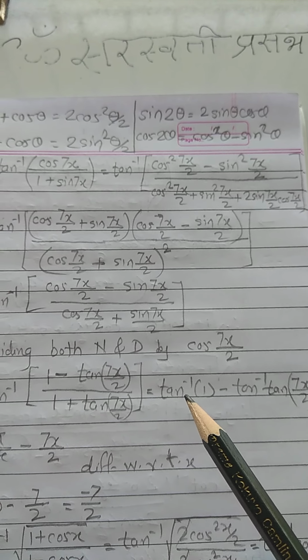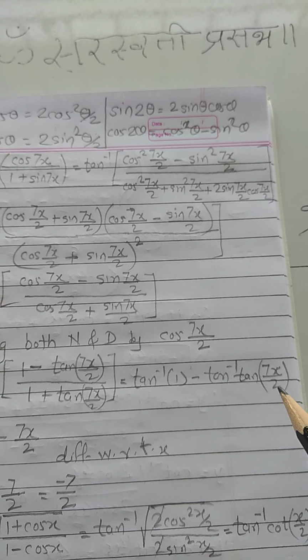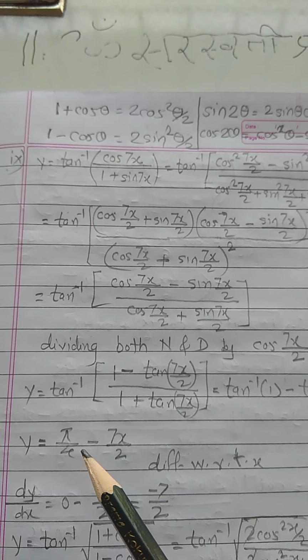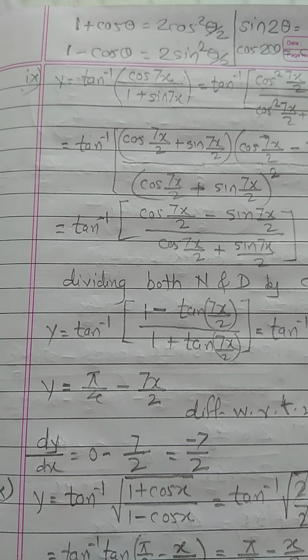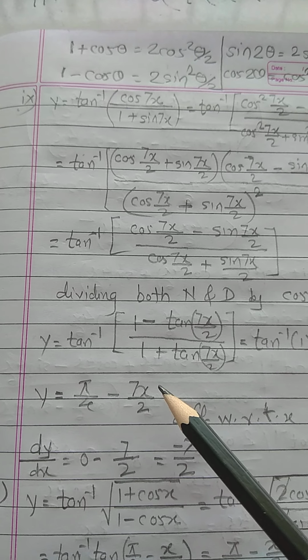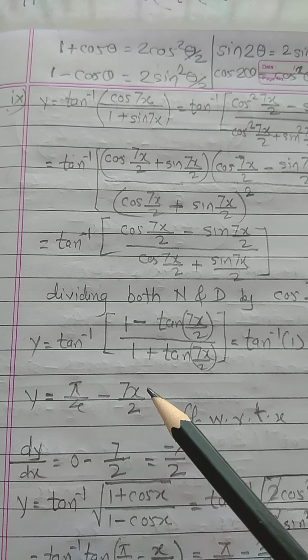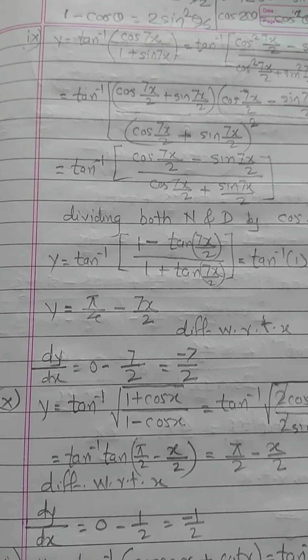Here also we are getting tan inverse of 1 as pi by 4, and tan inverse of tan of 7x by 2 will give you 7x by 2. The derivative of the constant, that is the derivative of pi by 4, is 0. Minus 7x by 2 along with this variable x will remain as it is, and the derivative of x is 1 here. So the final answer is minus 7 by 2.